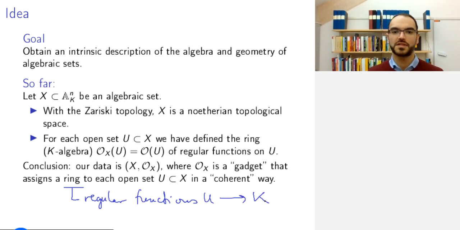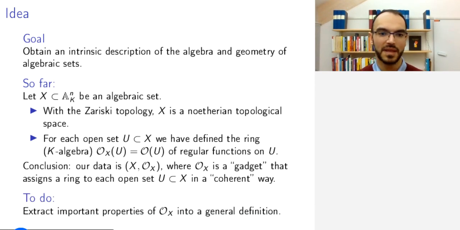If these notions sound strange to you, this might be the time to go back to previous lectures and refresh your memory. What we want to do is to extract the important properties of this gadget so we get a general definition that we can work with to define affine varieties. So let's look at some properties of these rings that we have defined on open sets.